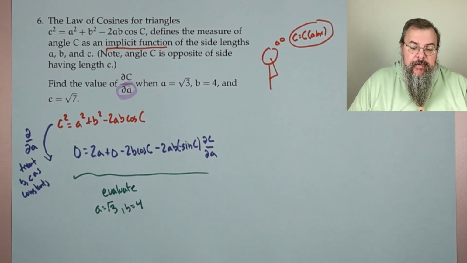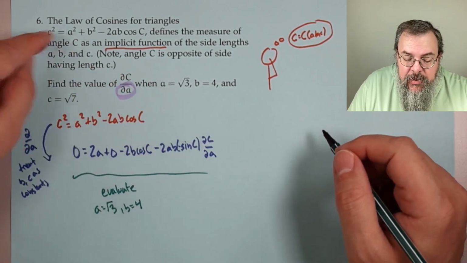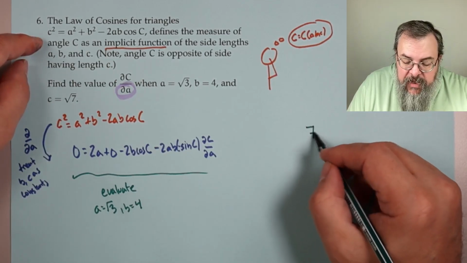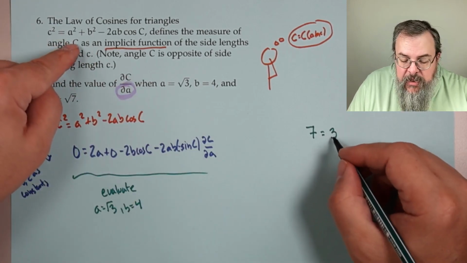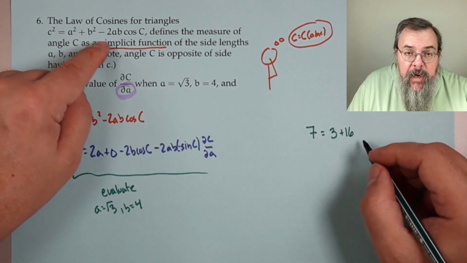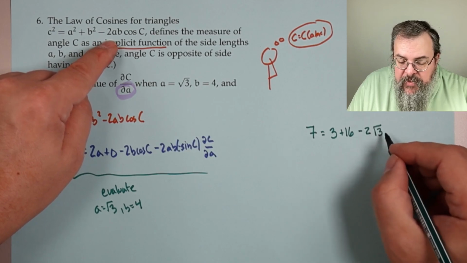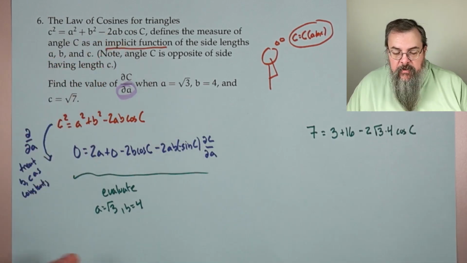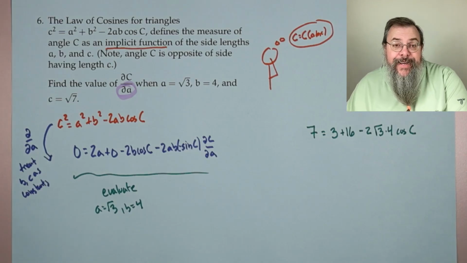All right, so let's come back to our original equation. Let's see if we can figure out what C is. So we know A, B, and little c. So root 7 squared, 7, is equal to A squared, 3, B squared, 16, minus 2 times root 3 times 4 times cosine C. So I'm plugging in our values into here with the goal to find C.